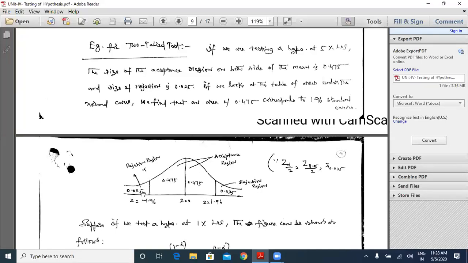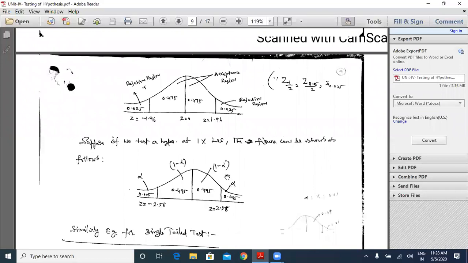The same thing here, we will take minus 1.96 because this is also the same: here 0.475 and here also 0.025. In the same way, when alpha is 1%, alpha by 2 is 0.01 by 2, equal to 0.005. Here also 0.005. The remaining area is 0.495. So the integral from 0 to Z alpha by 2 of phi z dz is 0.495. By reverse tracking, we will get Z alpha by 2 equal to 2.58. The same thing, we will take minus on the negative part.